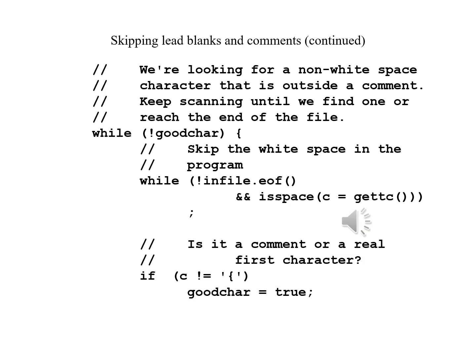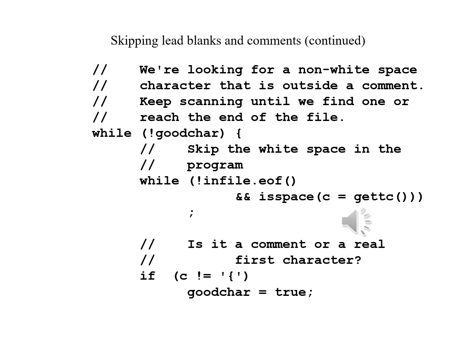Having considered the possibility that we have reached the end of file, we now start looking for a non-whitespace character that is outside of a comment. We will keep scanning until we find one or until we reach the end of file. The loop begins while not good char, we haven't found that one yet, and now what we will do is skip past all the white space, keeping in mind at the same time that before we do so we may reach the end of file.